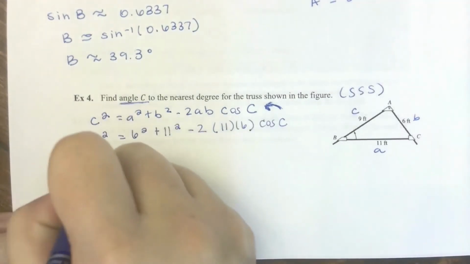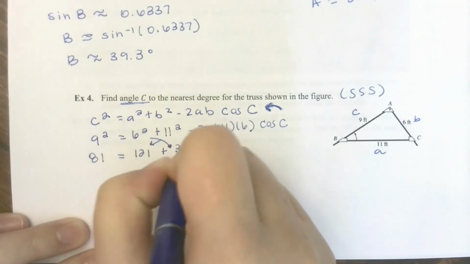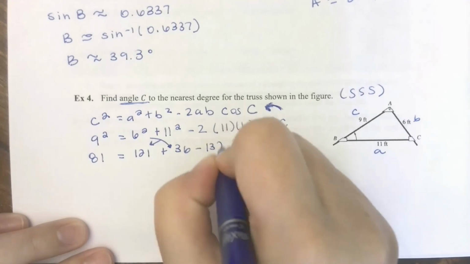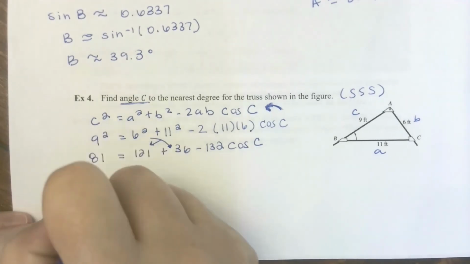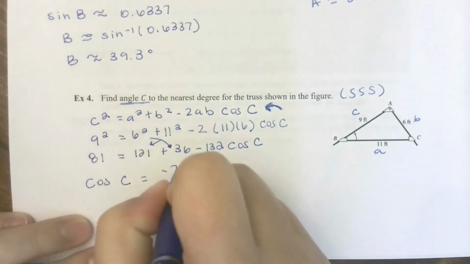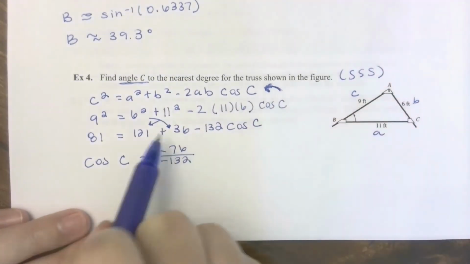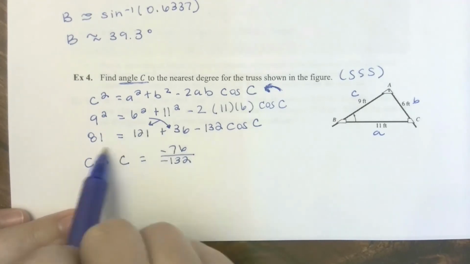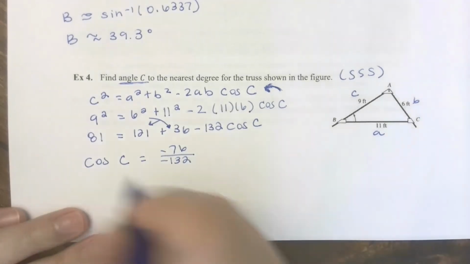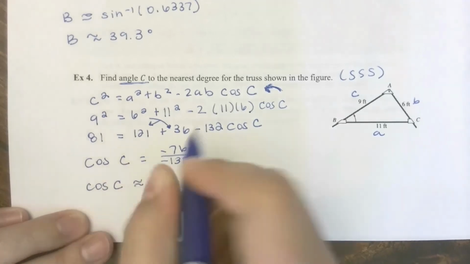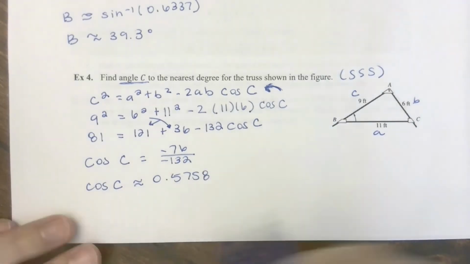Okay, so this gives me 81 equals 121 plus 36, and then minus 132 times cosine of C. After adding these together, I have cosine C is equal to negative 76 over negative 132. I added these two together, subtracted that amount from 81, and then divided by the negative 132 to get cosine C by itself. So cosine C is approximately 0.5758.